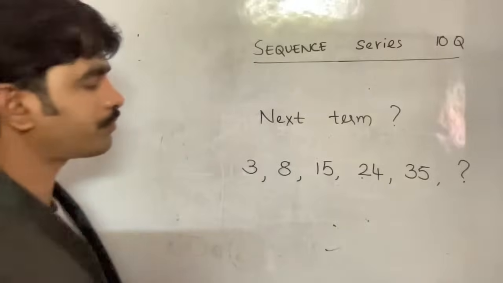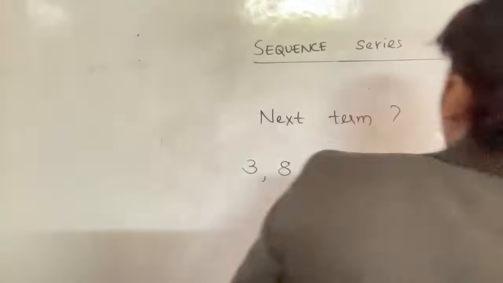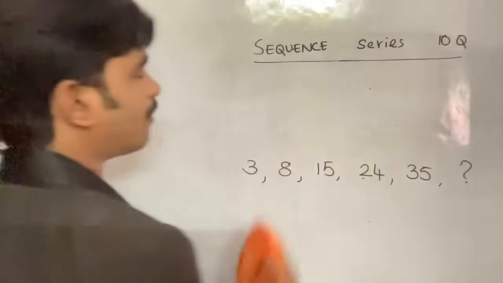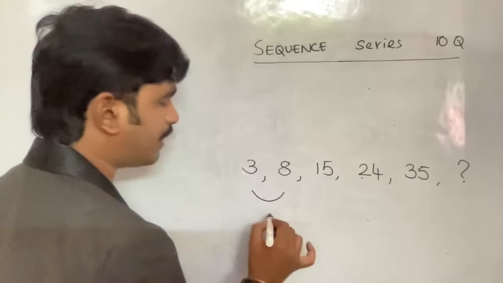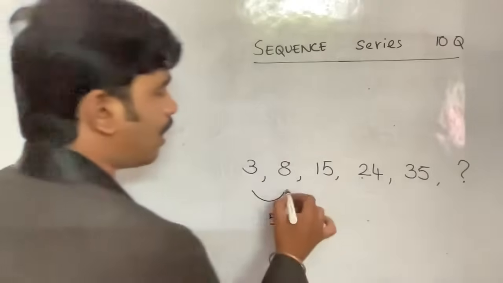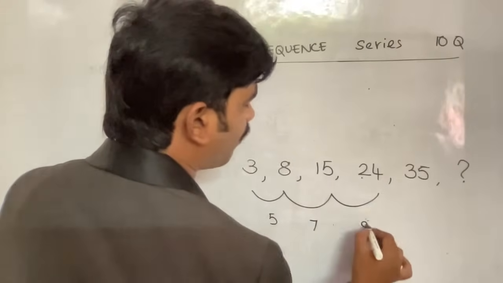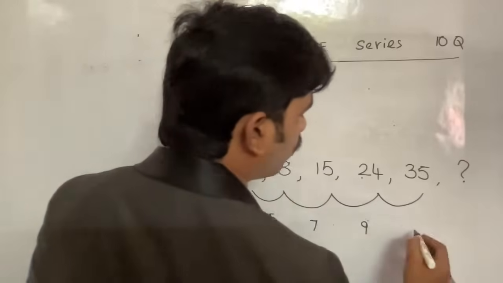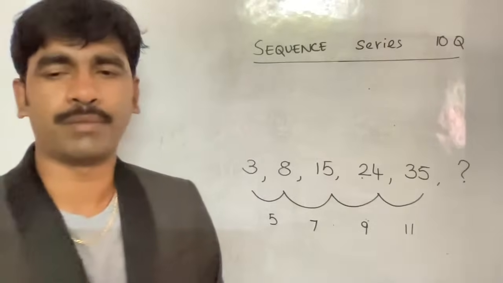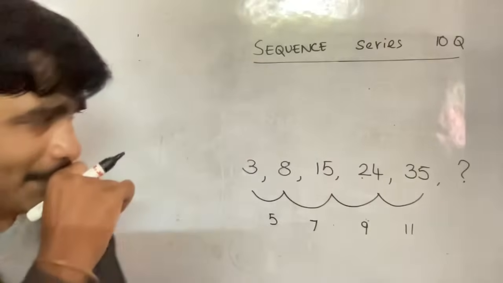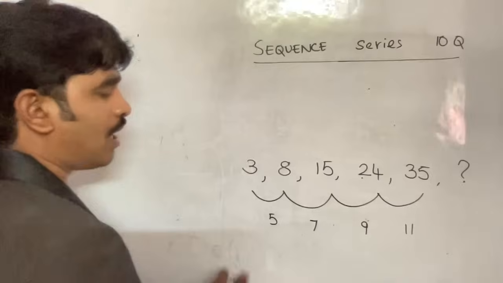Very good. So let's look at these numbers. One standard way of solving questions based on the next term is to look at the level of difference. That means 3 to 8, there is an increase of 5. 8 to 15, an increase of 7. 15 to 24, an increase of 9. 24 to 35, an increase of 11. So we are able to see the differences between the terms.